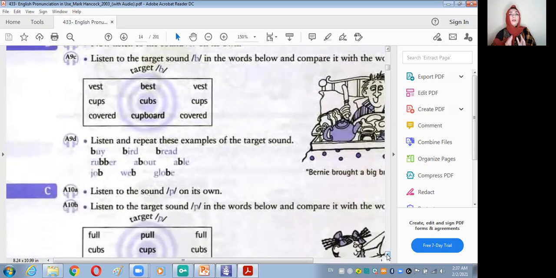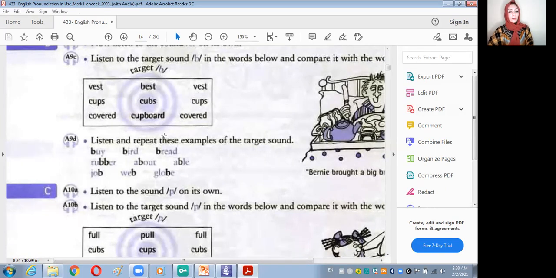Now let's focus on the sound b only, some words that contain the b sound. Okay, now let's listen, and of course, while you're studying this unit, please use the CD and play it many times and try to repeat after the CD. Now we have the word buy, and the second one, bird, and now we have the word bread.